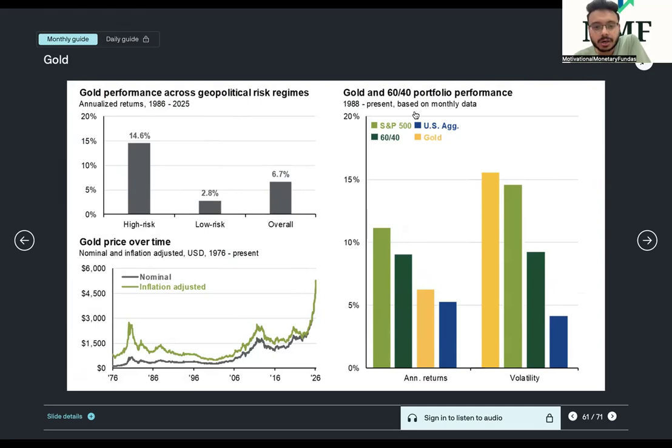Also, if you see the global performance in terms of the annual returns, the S&P 500 giving you the highest performance, followed by 60-40, then gold, and then the US aggregate. But in terms of risk, the volatility of gold has been highest in US, right? Versus the S&P 500, versus the 60-40, versus the US aggregate bond index.